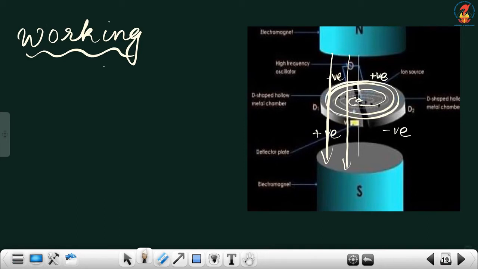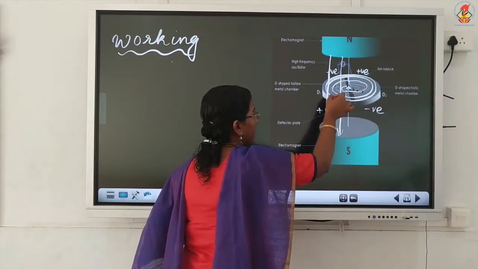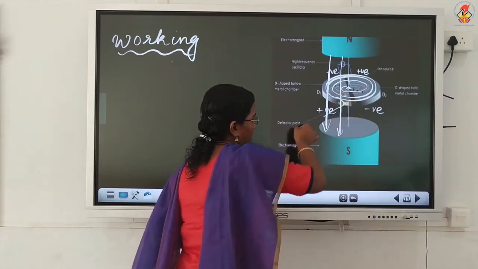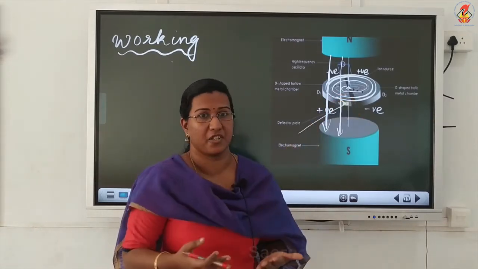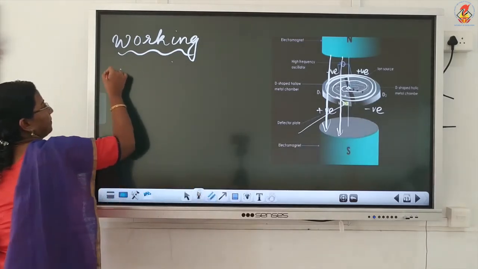till our charged particle completes the entire dee, and at the end it comes out of the deflection plate and hits the target. Now, theory.